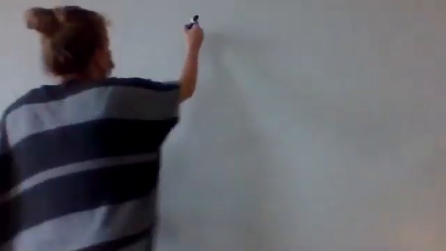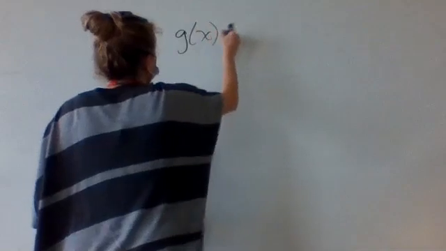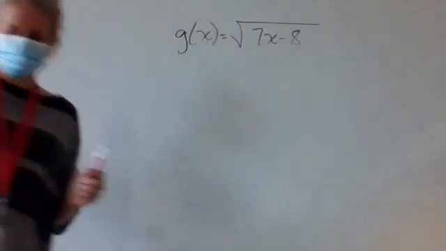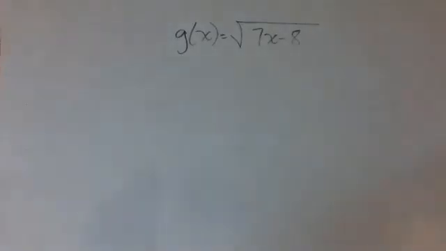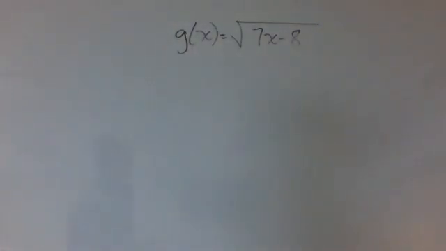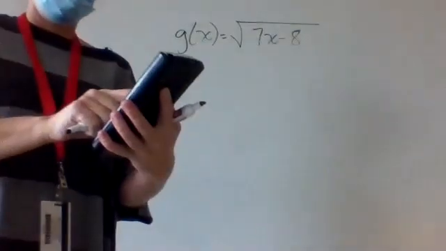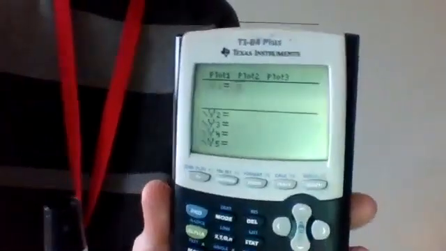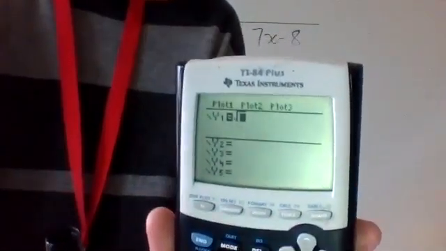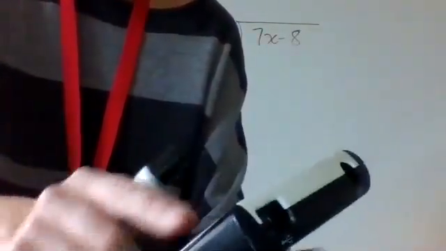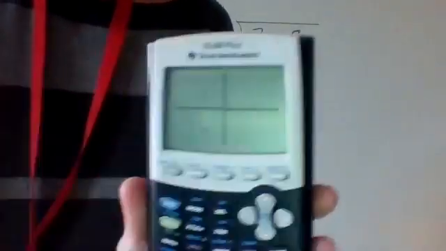G of x equals the square root of 7x minus 8. So again, go into y equals, clear it out. Second, square root, 7x minus 8. Let's graph it.